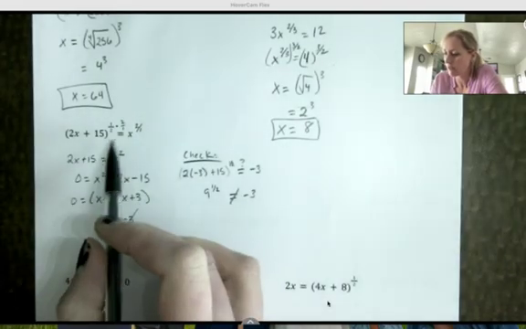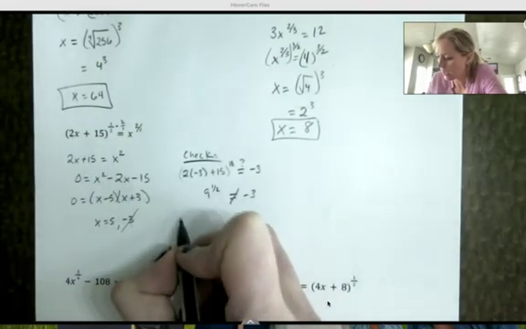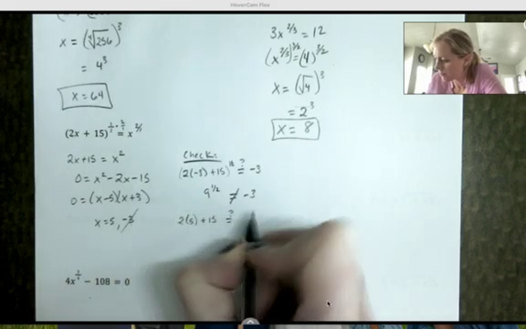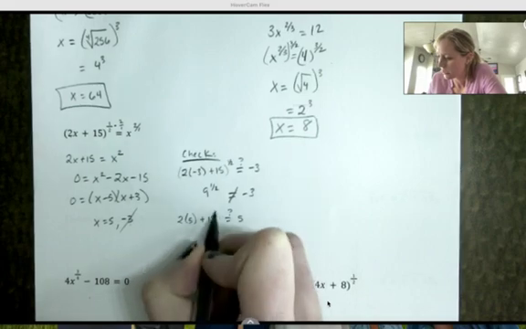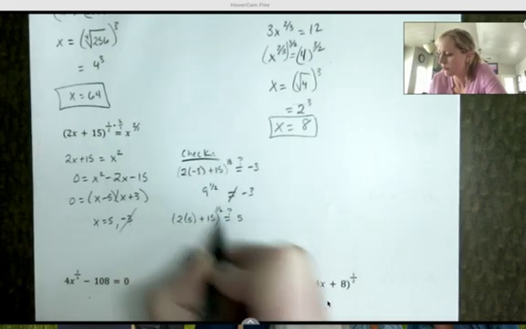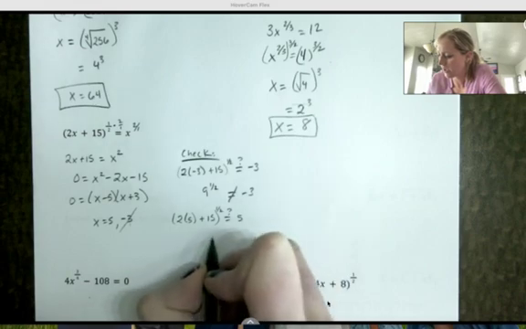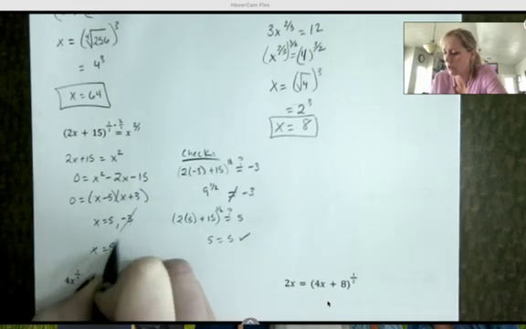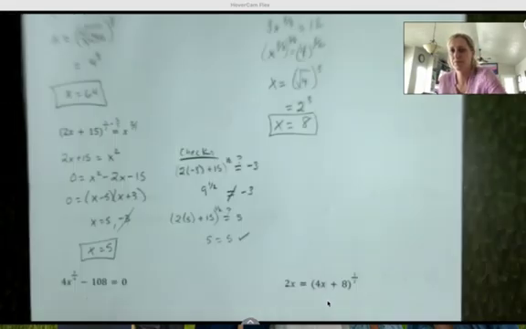If we do the same thing for 5, I think we're okay. Because I'm going to get 10, 25, square root of 25 is 5. So we do get 5 on both sides, so x equals 5 is the only solution.